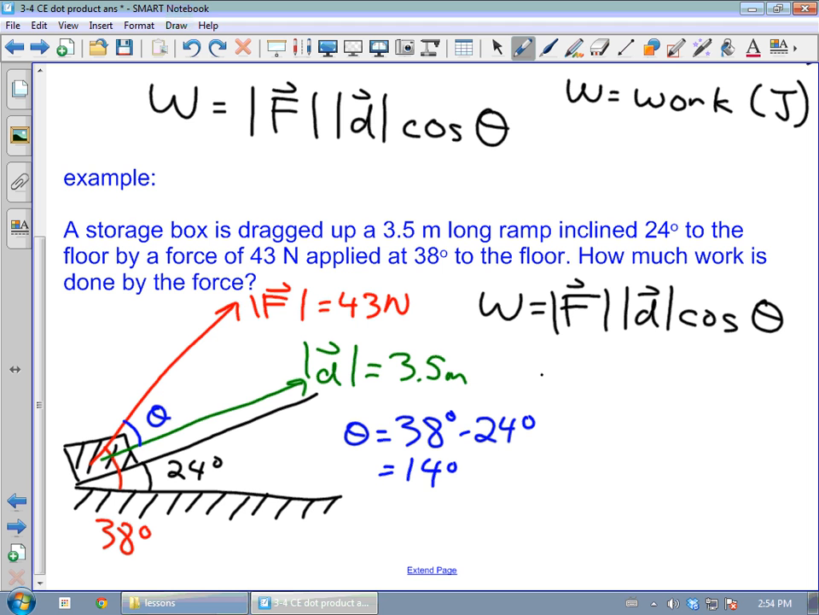And from here, we just plug it in. Magnitude of the force is 43. Magnitude of the displacement is 3.5. Cosine, 14 degrees. Punch all this into our calculator, and I think we end up with 146 joules. Okay? And that is the work being done. As long as our force is in newtons and our distance is in meters, this works out to be joules. Okay? And we are done.